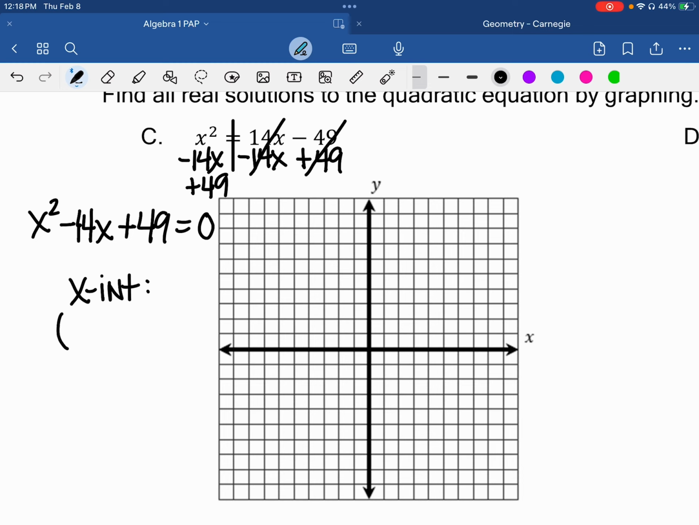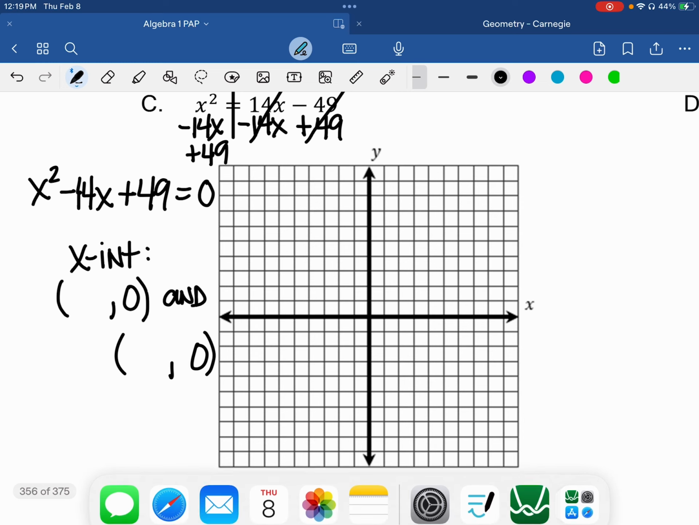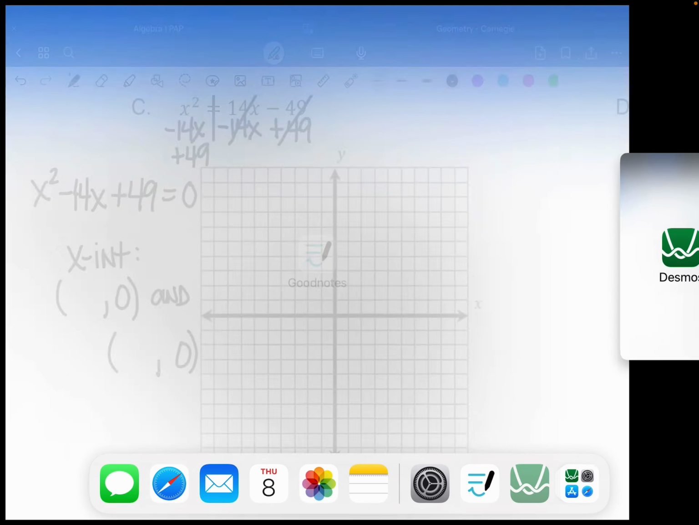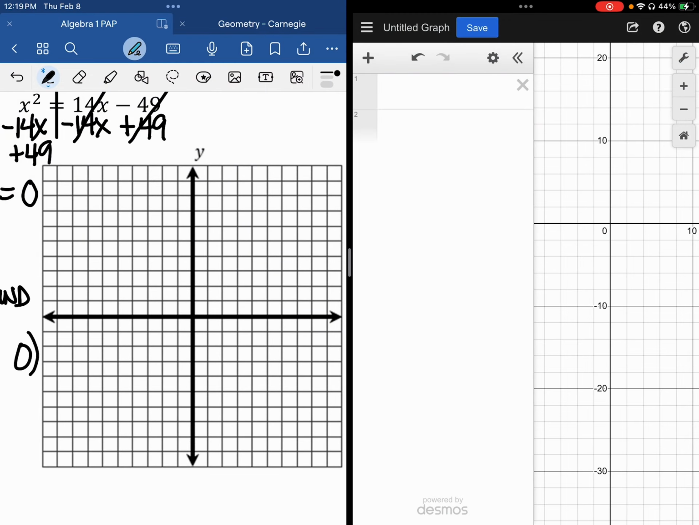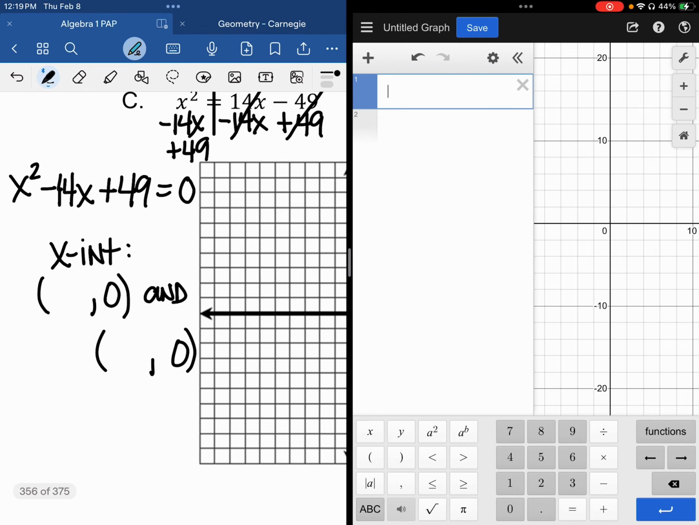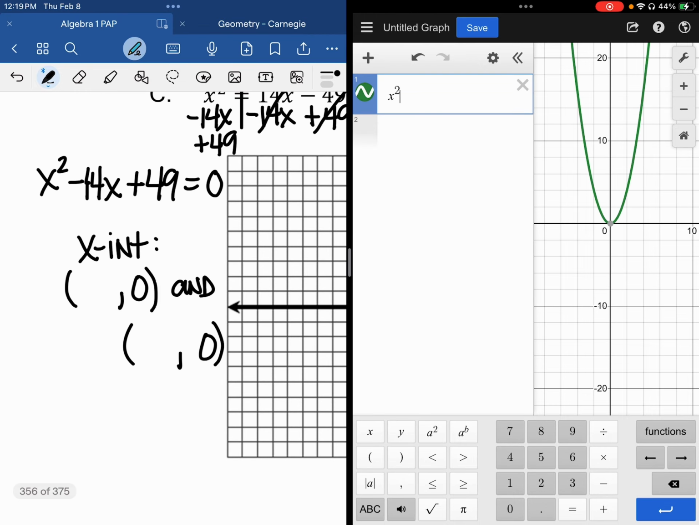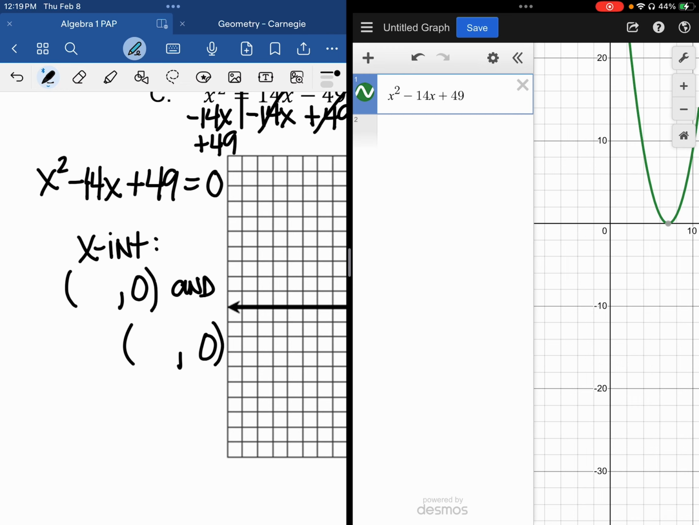I can already prep that I know there's one somewhere at 0, and then there's another one at 0, right? I can prep that before I even start graphing. Let's go ahead and see if we can bring Desmos back up one more time. Perfect. Let's put in our equation. Now remember, if you do have the graphing calculator available for you, you can use that as well.